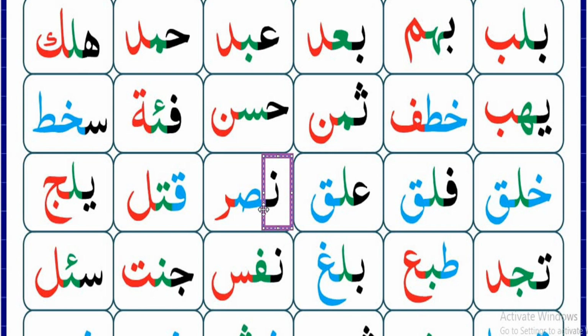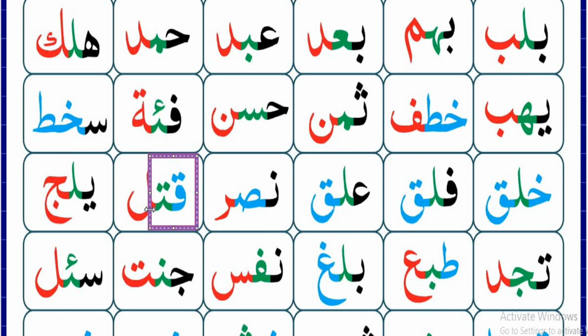So there are a few letters which cannot be connected to the next letter. So dal and za are 2 of those letters. So dal, dhal, ra, za, waw, alif, these letters cannot be connected to the next letter. So it's noon, swad, ra. And that is qaf, ta, lam.